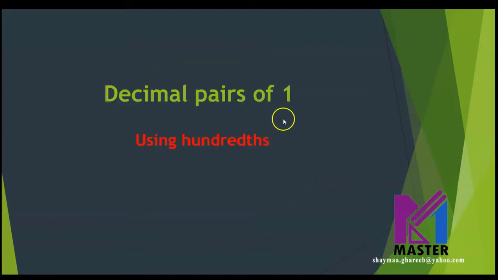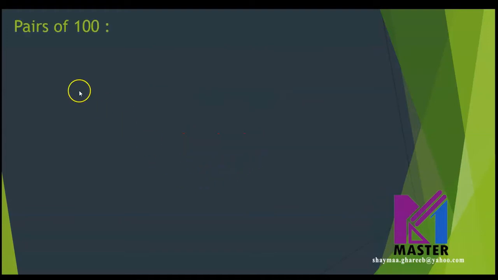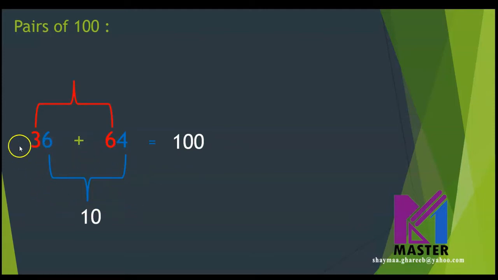Now let's talk about decimal pairs of 1, but this time we are going to use hundredths. Let's revise pairs of 100 first. Look at these two numbers, 36 plus 64 equals 100. I want you to notice something about the digits in the units place here, or in the ones place. We have 6 and 4, and the sum of these two digits together equals 10. What about 3 and 6? The digits in the tens place, 3 and 6, equal 9.